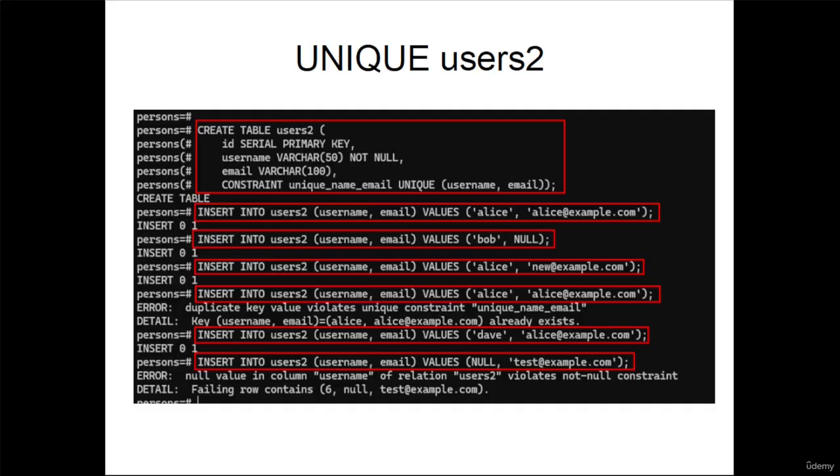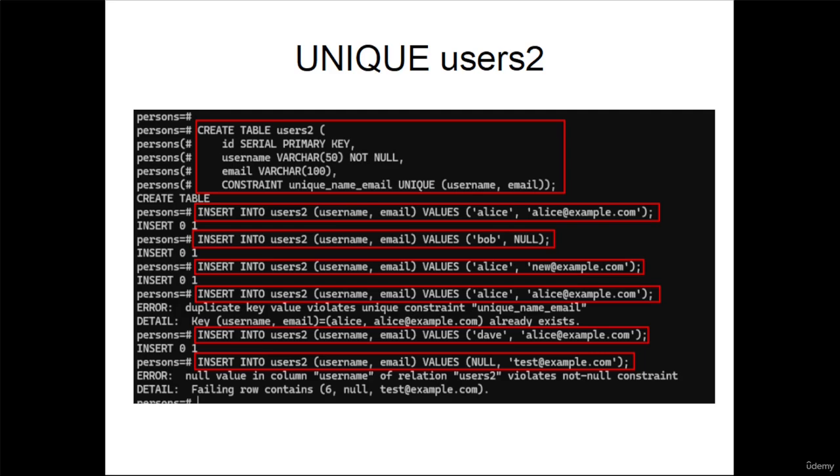INSERT INTO users2 (username, email) VALUES ('Alice', 'new@example.com'). Result: succeeds. Why? The combination Alice, new@example.com is unique. The composite unique constraint allows the same username, Alice, to be reused as long as the email differs from previous entries.